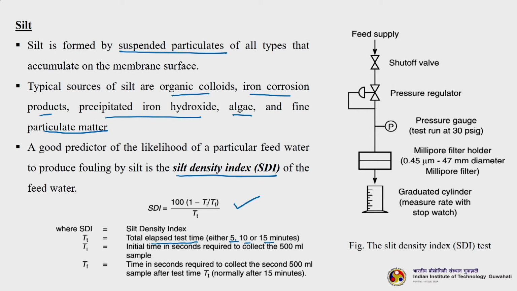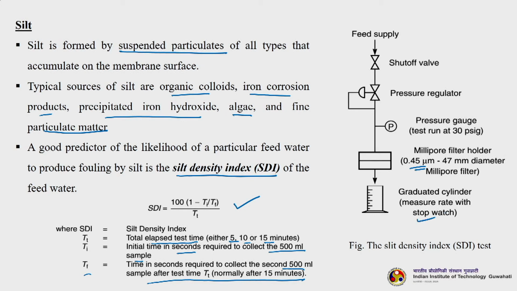This you can fix, right. Ti is the initial time in seconds required to collect 500 ml of the sample, and Tf is the time in seconds required to collect 500 ml of the sample after the test time Tt, normally after 15 minutes. So, what is the meaning of this? Please have a look at this figure. You see that usually a 0.45 micron filter, not necessarily a millipore filter, though a millipore filter can also be utilized, is used, and you are pushing water through it and measuring the volume using a stopwatch.